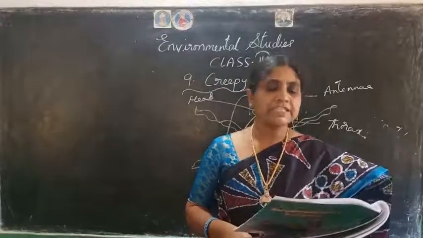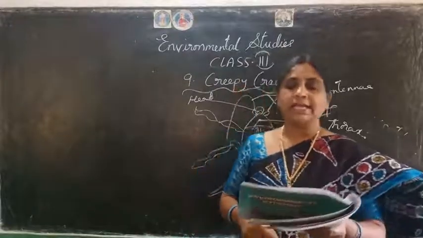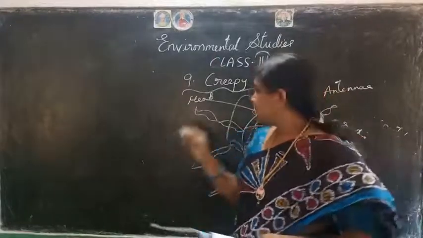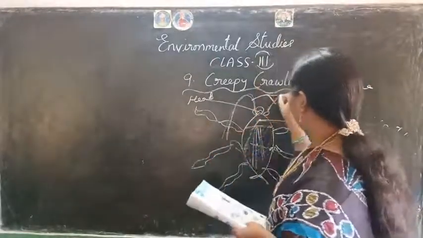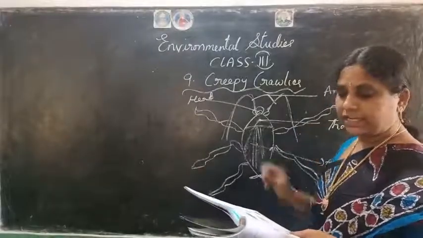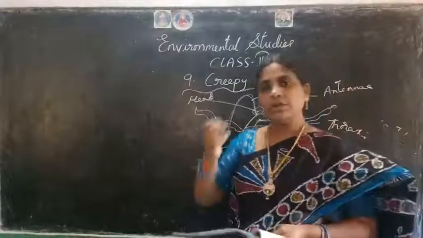Okay, it feels and smells with feelers called antennas. So it feels and what is that? It feels and smells. See, these two are there, no children, antennas. We call them antennas. Okay, they feel and smell with these. Okay, they are called antennas. A cockroach is an insect. So what do we call the cockroach?